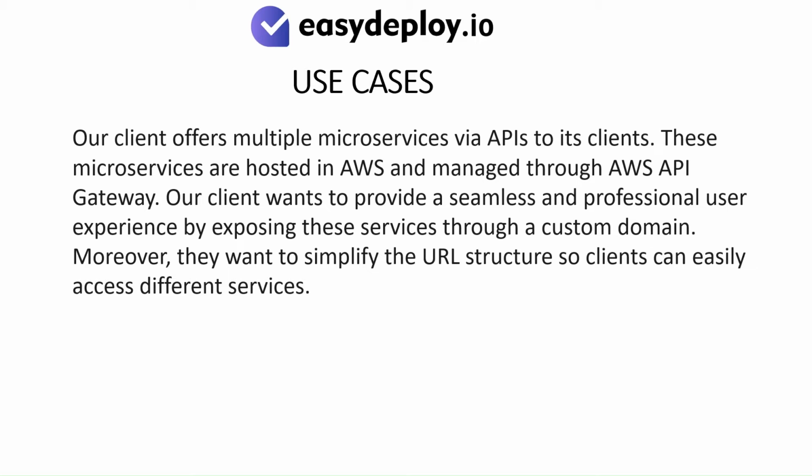Use cases. Our client offers multiple microservices via APIs to its clients. These microservices are hosted in AWS and managed through AWS API Gateway. Our client wants to provide a seamless and professional user experience by exposing these services through a custom domain. Moreover, they want to simplify the URL structure so clients can easily access different services.